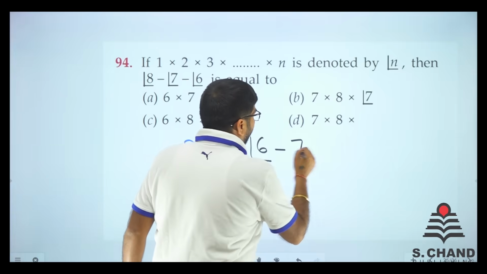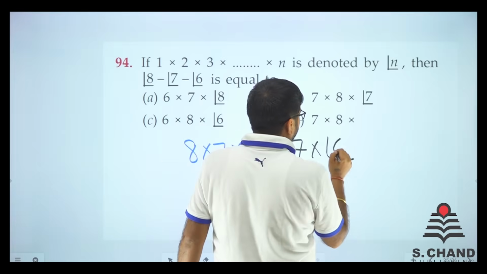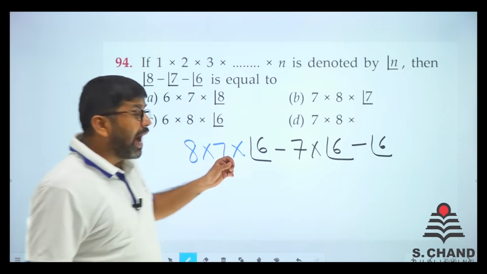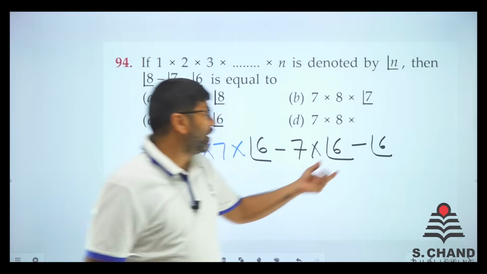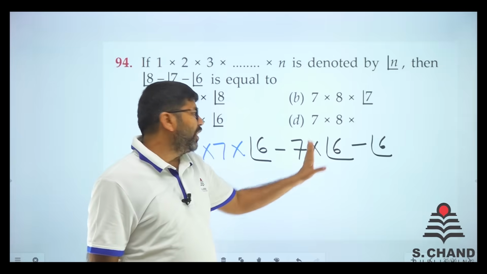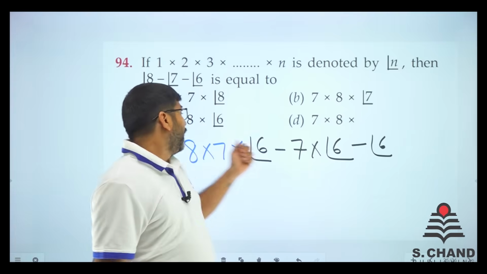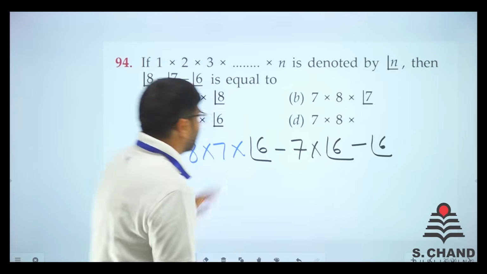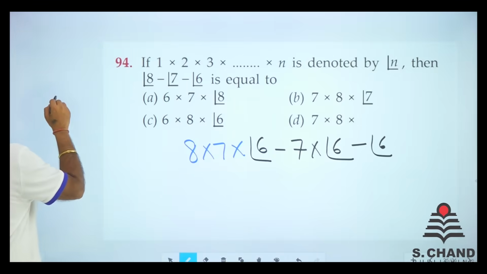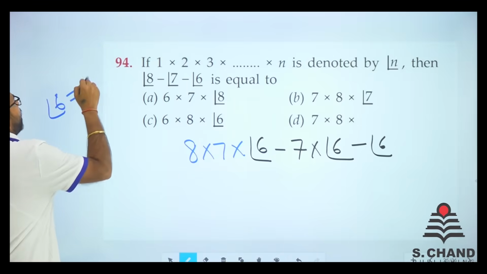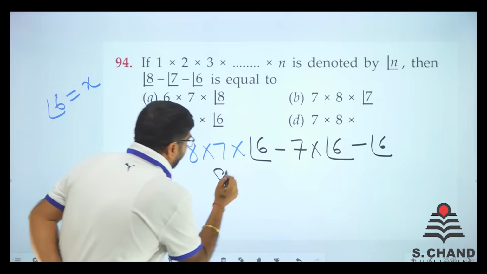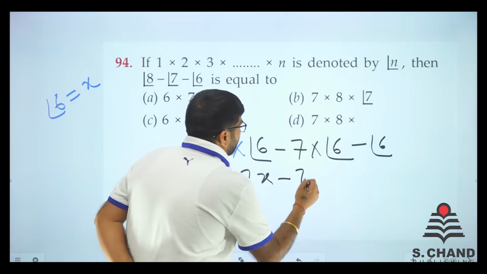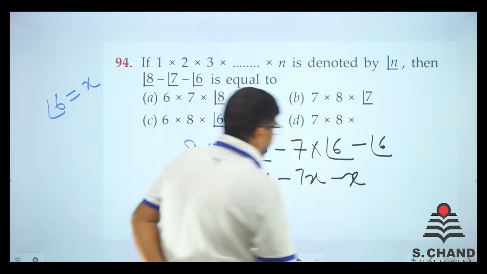Now 7 into 6 factorial minus 6 factorial. What I did is, I just converted all of them in terms of 6 factorial. 7 into 6 factorial will be 7 factorial. 8 into 7 into 6 factorial will be 8 factorial. Now consider 6 factorial is equal to, say for example, x. So we have 8 into 7x minus 7x minus x, right?